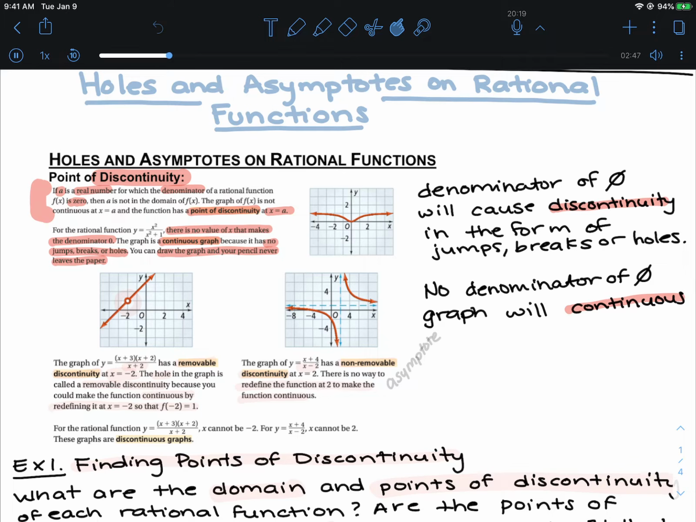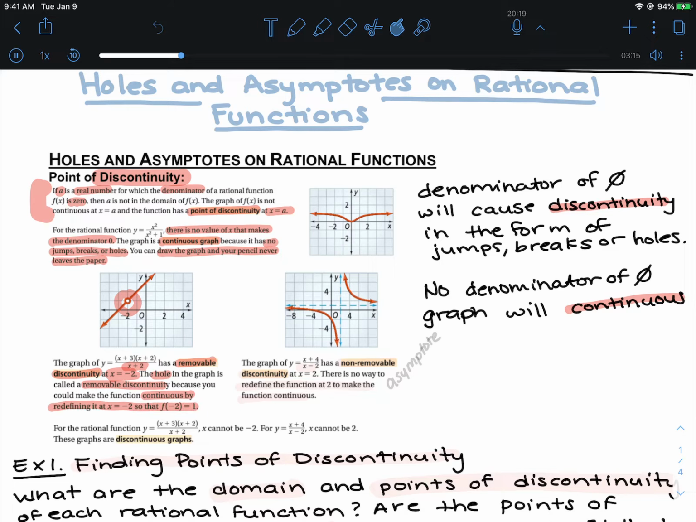And so now over here, we're going to have a removable discontinuity because if you notice, the denominator here is x plus 2. So if I put a negative 2 for that x, that becomes 0, right? So you have a removable discontinuity at x equals negative 2. If you notice right here, what did they create? A hole. That's a hole in the graph, which is called a removable discontinuity because you can make the function continuous by redefining it at x equals negative 2.